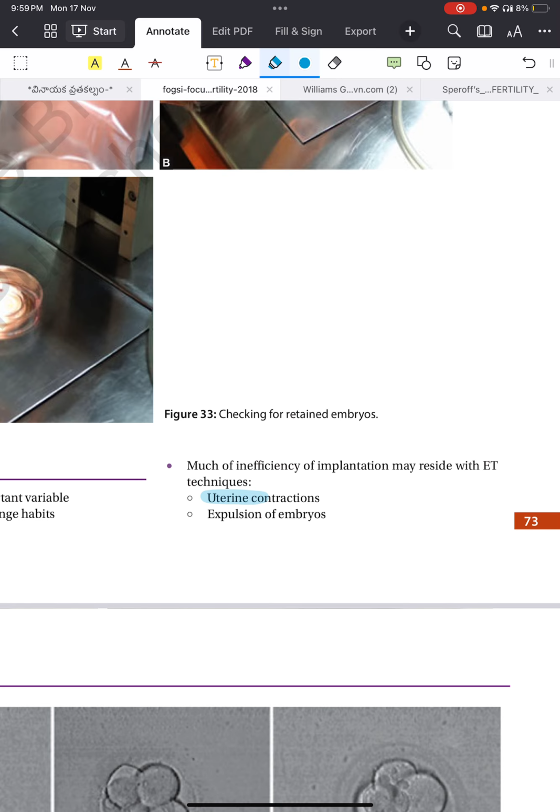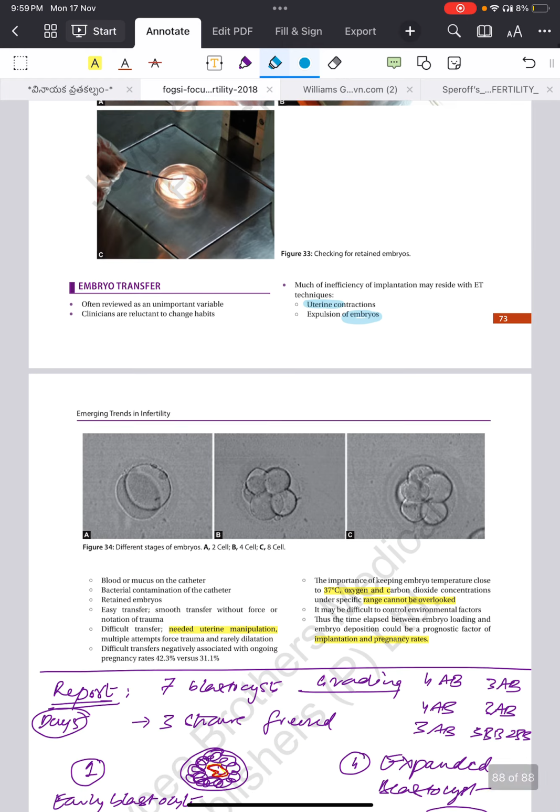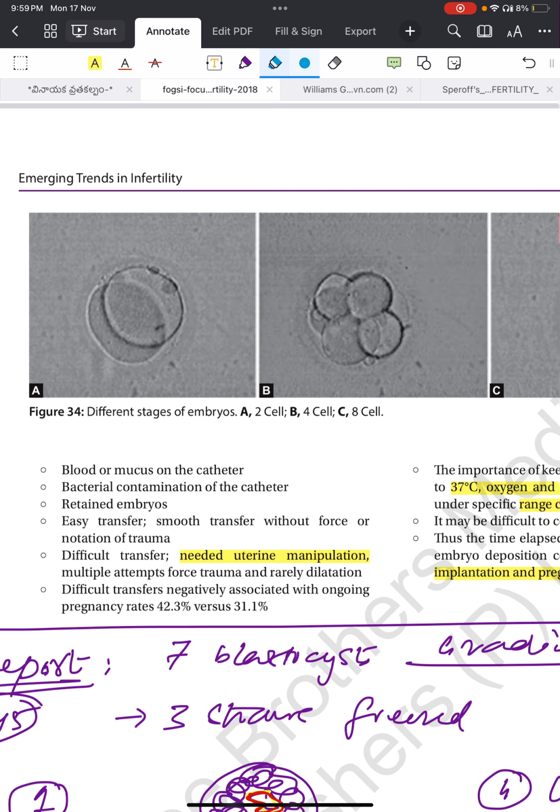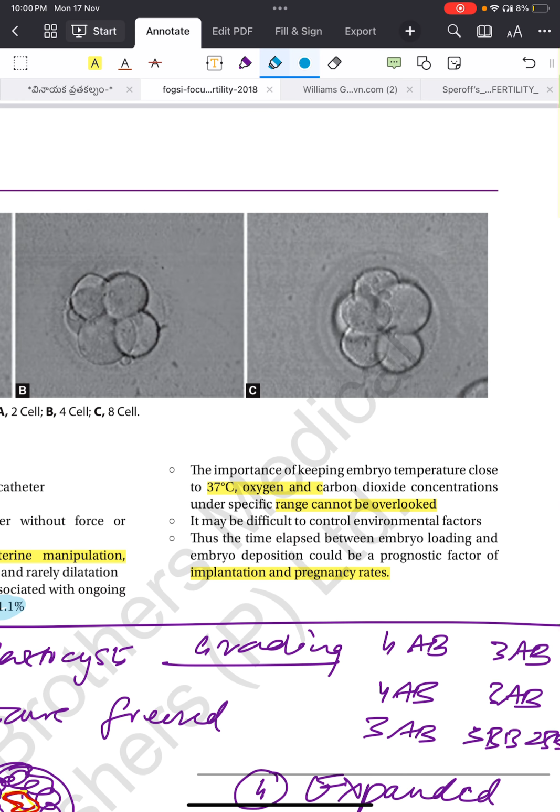Uterine contractions can occur and result in expulsion of embryos. Others include blood and mucus in the catheter, bacterial contamination, and embryos retained in the catheter. There is easy, smooth transfer without force, and difficult transfer where we need uterine manipulation; rarely dilatation may be required. Difficult transfers are negatively associated with ongoing pregnancy rate. If the transfer is difficult, the pregnancy rate is almost 10% lower. The importance of keeping embryo temperature close to 37 degrees, and oxygen and carbon dioxide concentration, should not be overlooked.